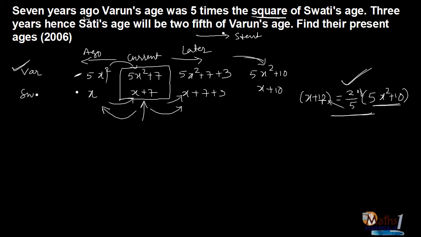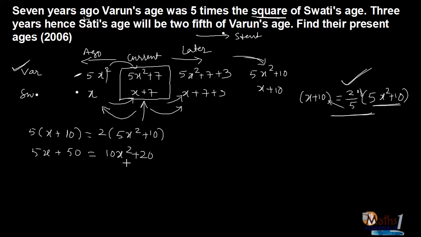5, cross multiply, or otherwise if I transpose, that will become a multiplier. 5 multiplied by x plus 10, I'll write this down. And then 2 into 5x square plus 10. So 5x plus 50 equals 10x square plus 20. 10x square plus 20, I'll keep it as is.